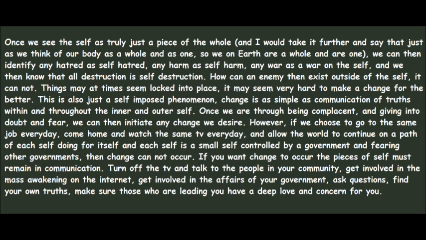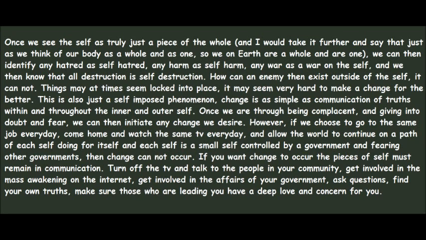However, if we choose to go to the same job every day, come home and watch the same TV every day, and allow the world to continue on a path of each self doing for itself, and each self is a small self controlled by a government and fearing other governments, then change cannot occur. If you want change to occur, the pieces of self must remain in communication.